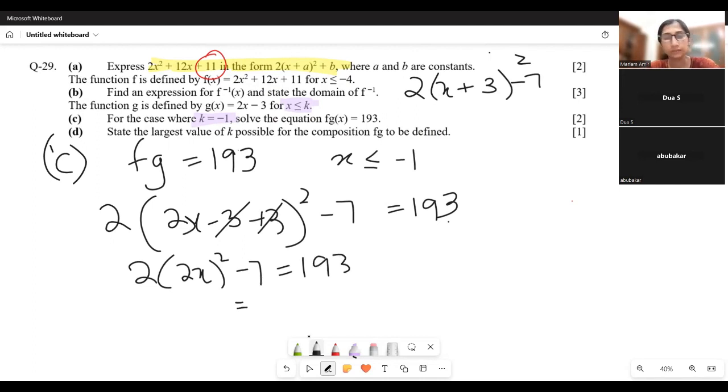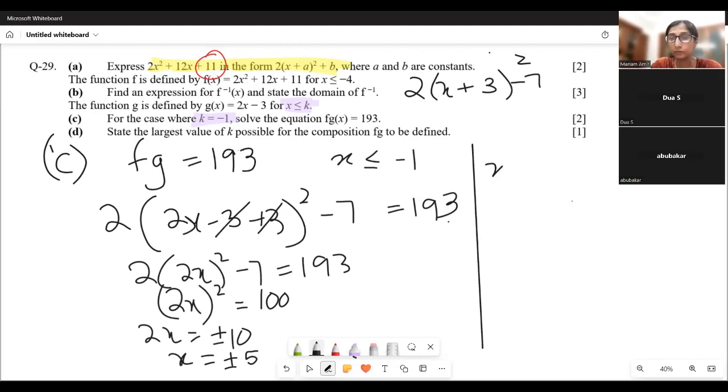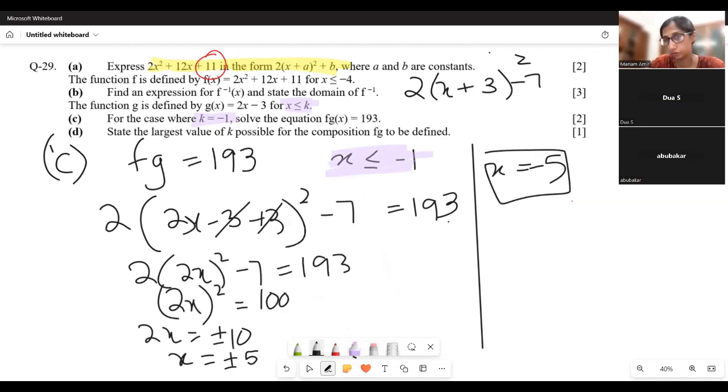That's 200 when minus 7 goes to the other side. Then you divide it with 2, you get 100 equals 2x whole square. Now we can square root both the sides. So we get 2x equals plus minus 10. So we get x equals plus minus 5. However, the only answer would be x equals -5 because the domain of fg is same as domain of g, which is x is less than equals to -1. So this would be your only answer. You should write only with that idea. Let me check. Yes.